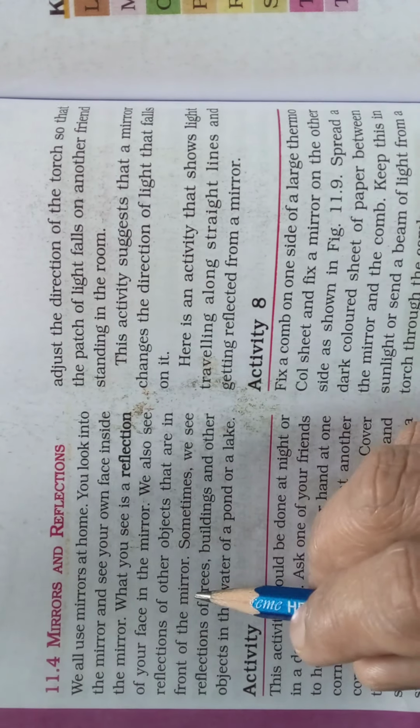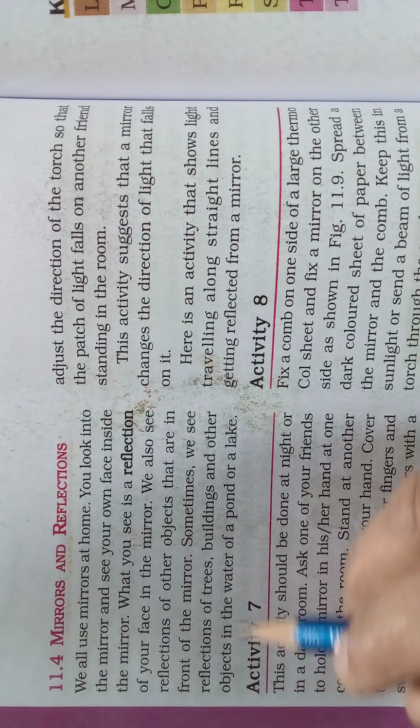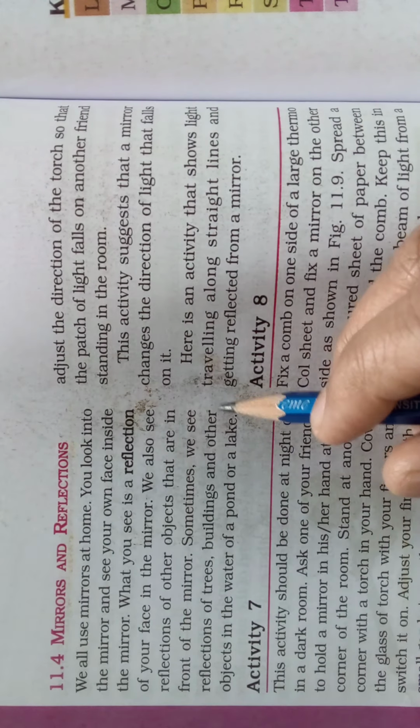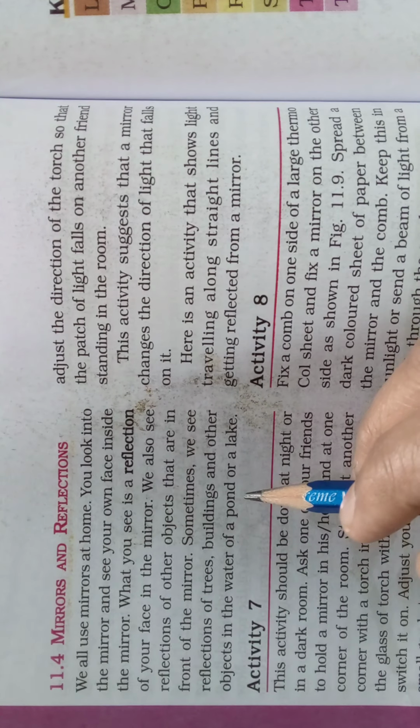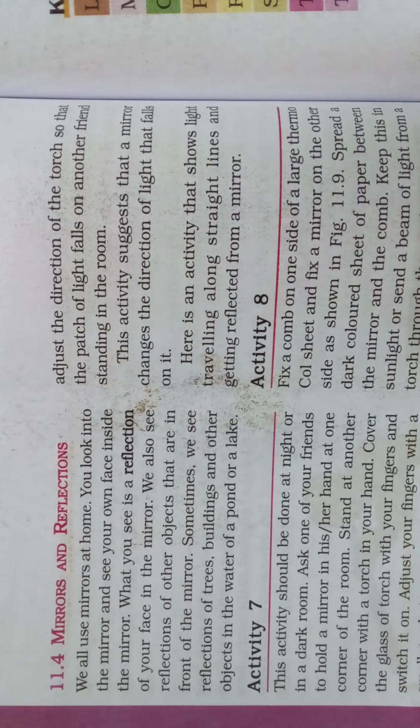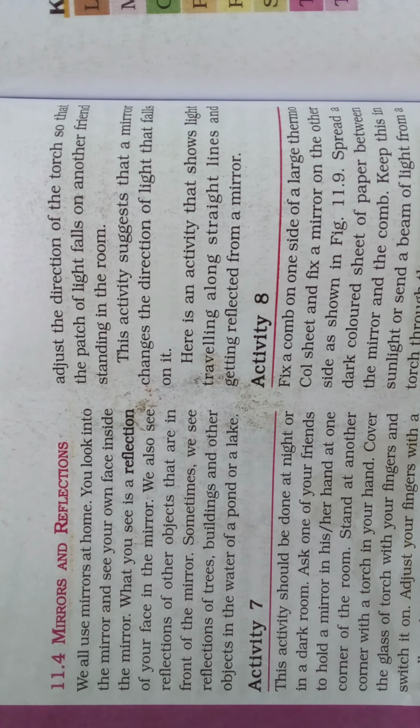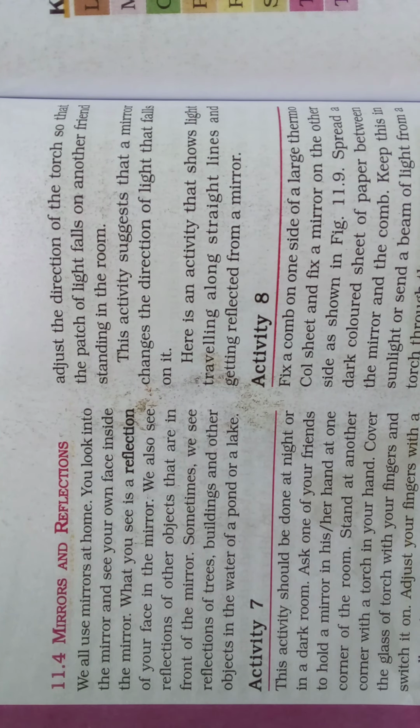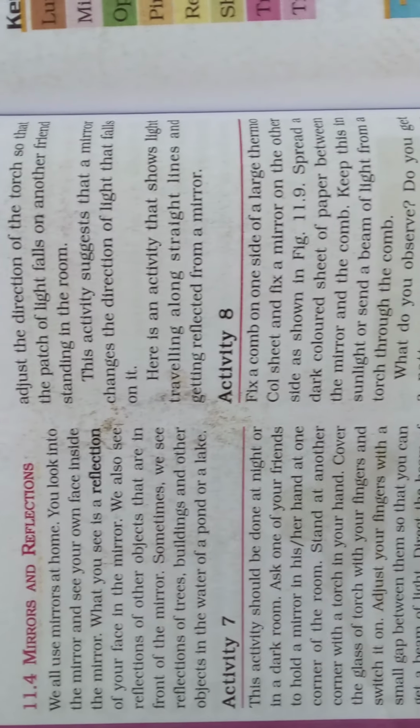We also see the reflections of other objects that are in front of the mirror. Sometimes we see reflections of trees, buildings and other objects in the water of a pond or a lake. You can see reflections of buildings or trees in the water of a pond. That is due to reflections. Understood children? Come, we will do an activity.